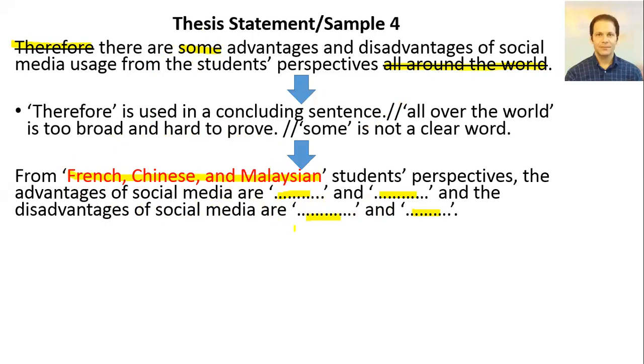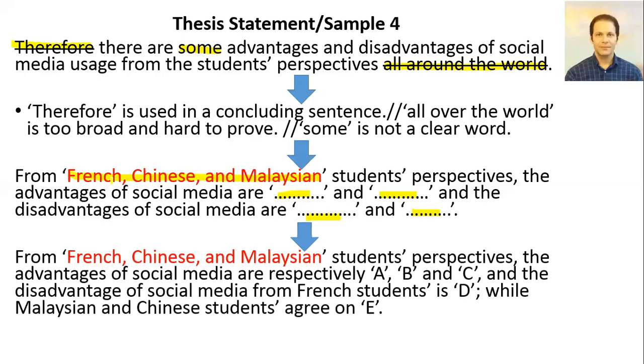However, what is the meaning of this sentence? From this sentence, it can be implied that French, Chinese, and Malaysian students all agree on A and B and C and D, meaning that they all agree on the advantages and disadvantages, meaning that the advantages and disadvantages are the same for all of them. But maybe in your data, the advantages are different for each group. Therefore, we can make changes accordingly.